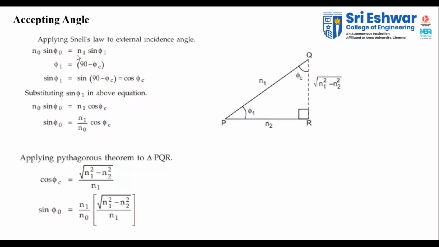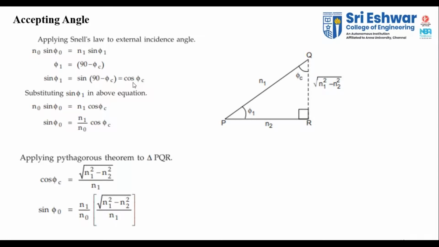So consider our Snell's law: N0 sin phi 0 is equal to N1 sin phi 1. What is phi 1? Look at the diagram: phi 1 is nothing but 90 degrees minus phi c. So sin phi 1 is nothing but sin of 90 minus phi c. Sin of 90 minus theta is nothing but cos theta. So we get cos phi c.